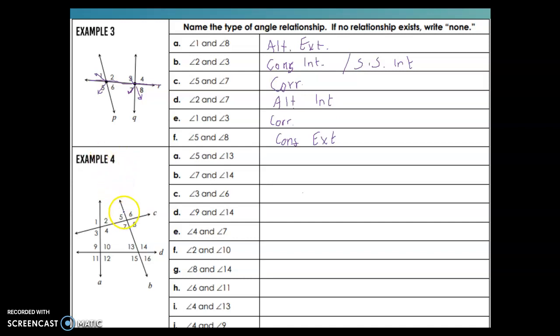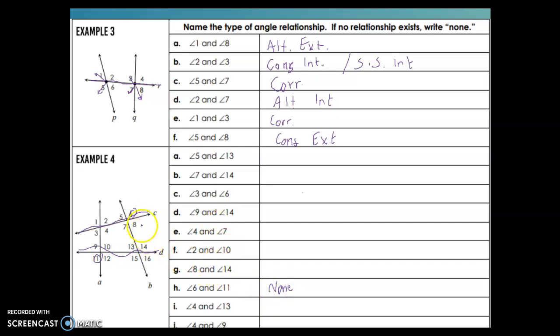So let's take a look at one that is a none. We have angle 6 and angle 11 here. At first I'm like, okay, so they're both on the outside of the lines being cut, but we've got two transversals in this one. We've got C and we've got D. Angle 11 is over here by transversal D, and angle 6 is by transversal C, and therefore they don't have any relationship to each other. So we're going to go ahead and fill in H, none.